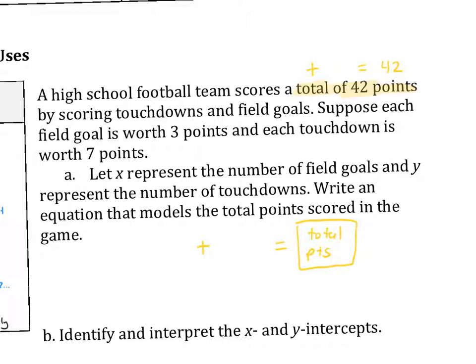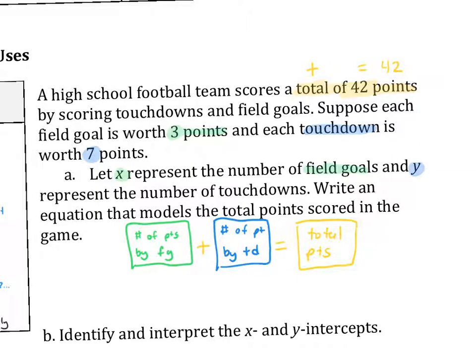Next, a field goal. Field goals here is x, and we know that they're worth 3 points each. We'll get to that in a second. But notice here is number of points by field goal. I'm going to say FG for field goal. Now, I'm going to add that to however many touchdowns I get. But each touchdown has a certain value here too. So y is my touchdowns. So number of points scored by touchdown. So TD for touchdown. Okay, so how do we calculate each one of these?